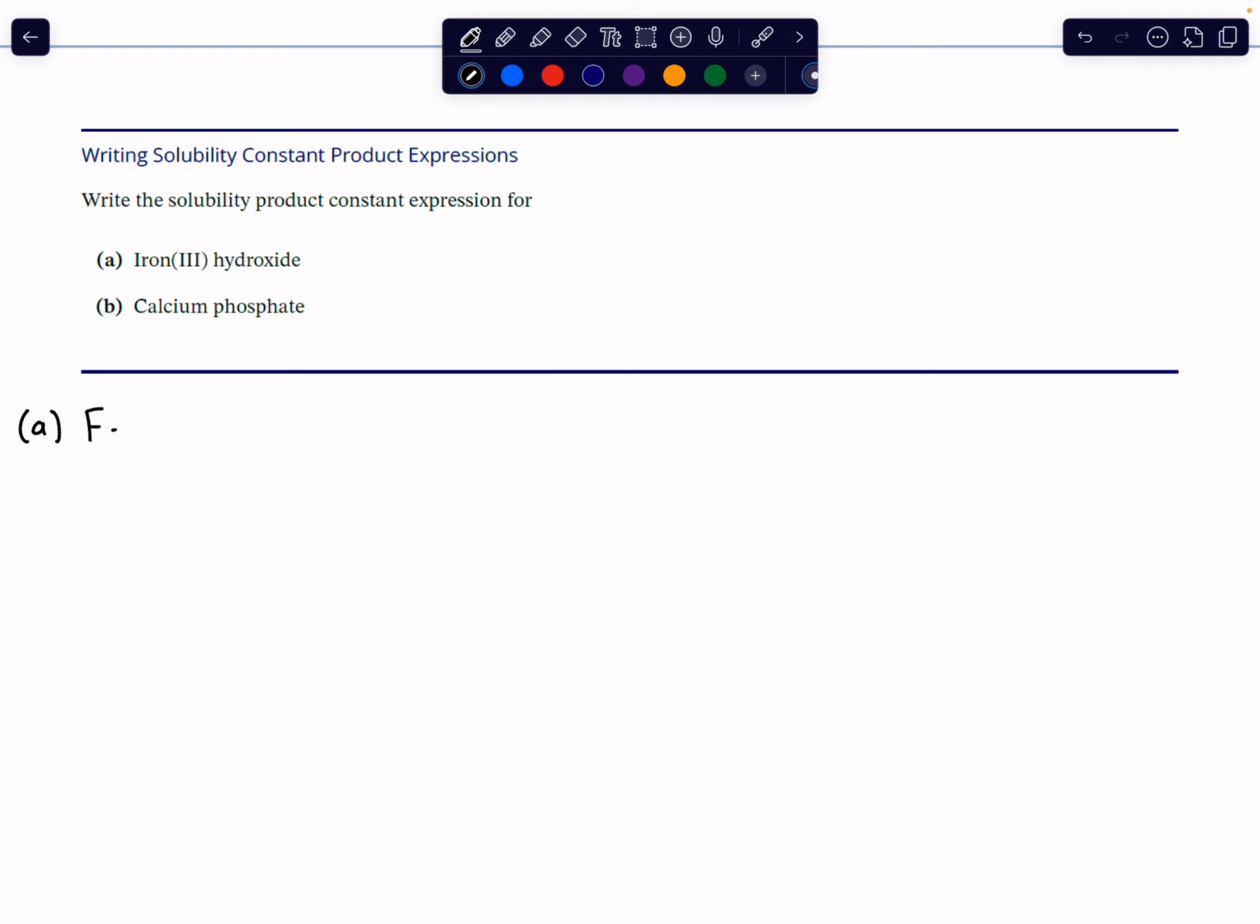So iron 3 hydroxide, we first have to figure out the formula. Iron 3 means it has a 3 plus charge, hydroxide has a 1 minus charge. So that means there are 3 hydroxide ions for every 1 iron. And of course it's a solid, and that is in equilibrium with iron 3 plus aqueous plus 3 OH minus. Right, so that's the equilibrium we need to consider to be able to write the solubility product constant.